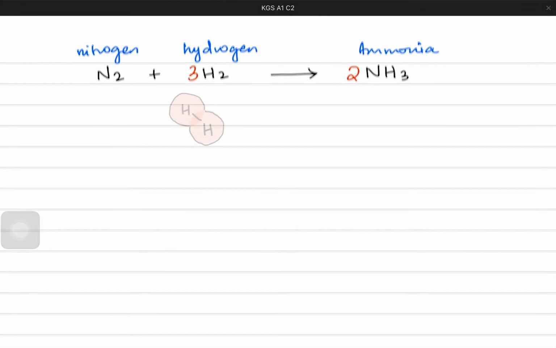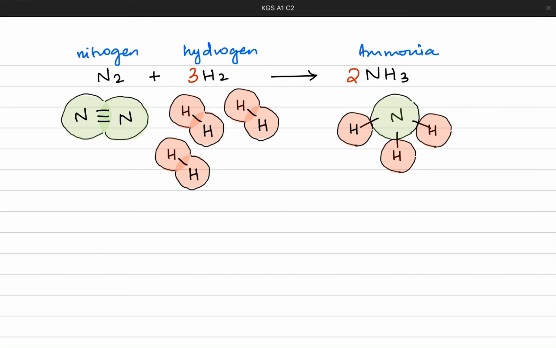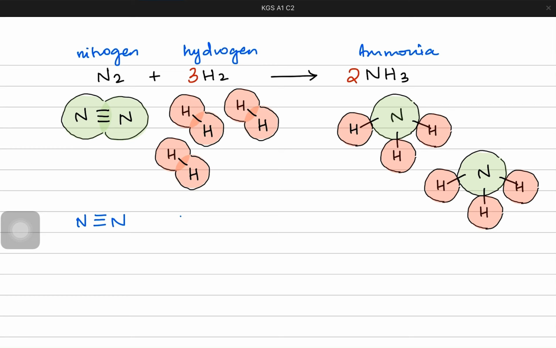And if we look closer, the bonds are represented here. A nitrogen-nitrogen triple covalent bond and hydrogen-hydrogen single covalent bonds on the reactant side, while nitrogen-hydrogen single covalent bonds on the product side. The nitrogen-nitrogen triple covalent bond and 3 hydrogen-hydrogen single covalent bonds are the ones that are being broken down. So energy will be absorbed here.